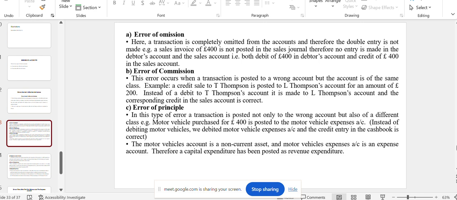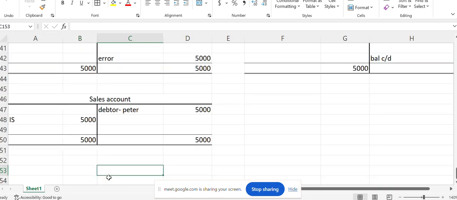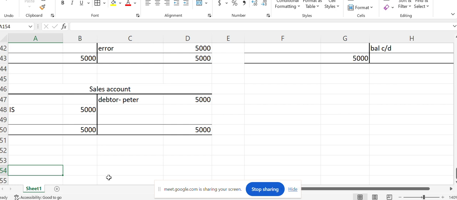Error of principle. Now, this one is quite different from the error of commission. Here, you do not only record a transaction to the wrong account, but also to a different class. So here, the sets of accounts are different. And I'm going to use an example, the example they like using even in the exam. I'm going to use this one because this one will make sense. And I want us to discuss this together.